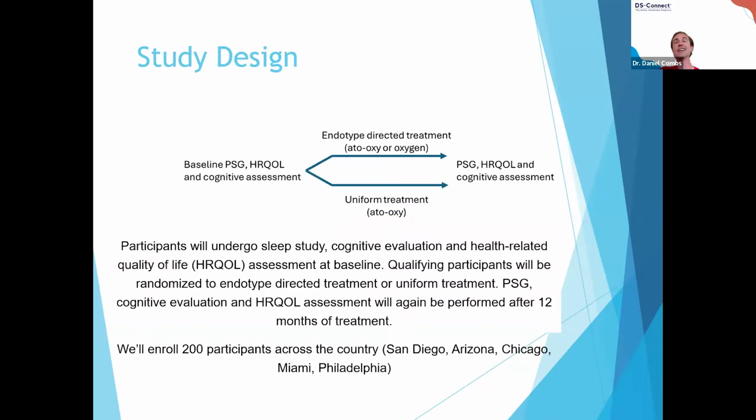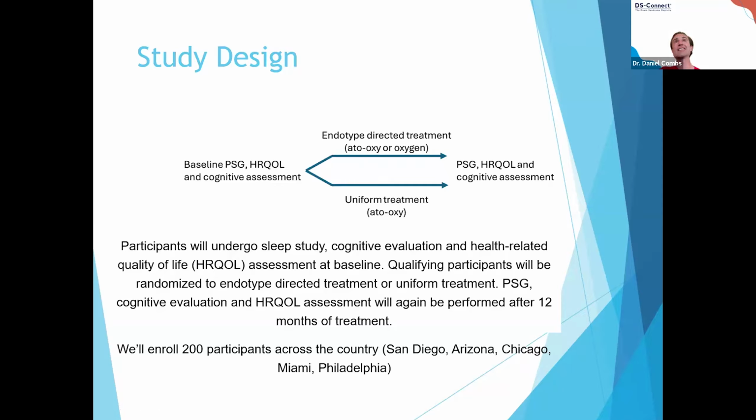And so what this study will look like is somewhat similar to our previous design. People do a baseline sleep study, quality of life, and cognitive assessment. You then get randomized either to everyone gets the Atoxy, or what we're calling uniform treatment. So everyone gets Atoxy, or you get randomized to a group where we try to predict which of these you'll do better with, either Atoxy or oxygen.